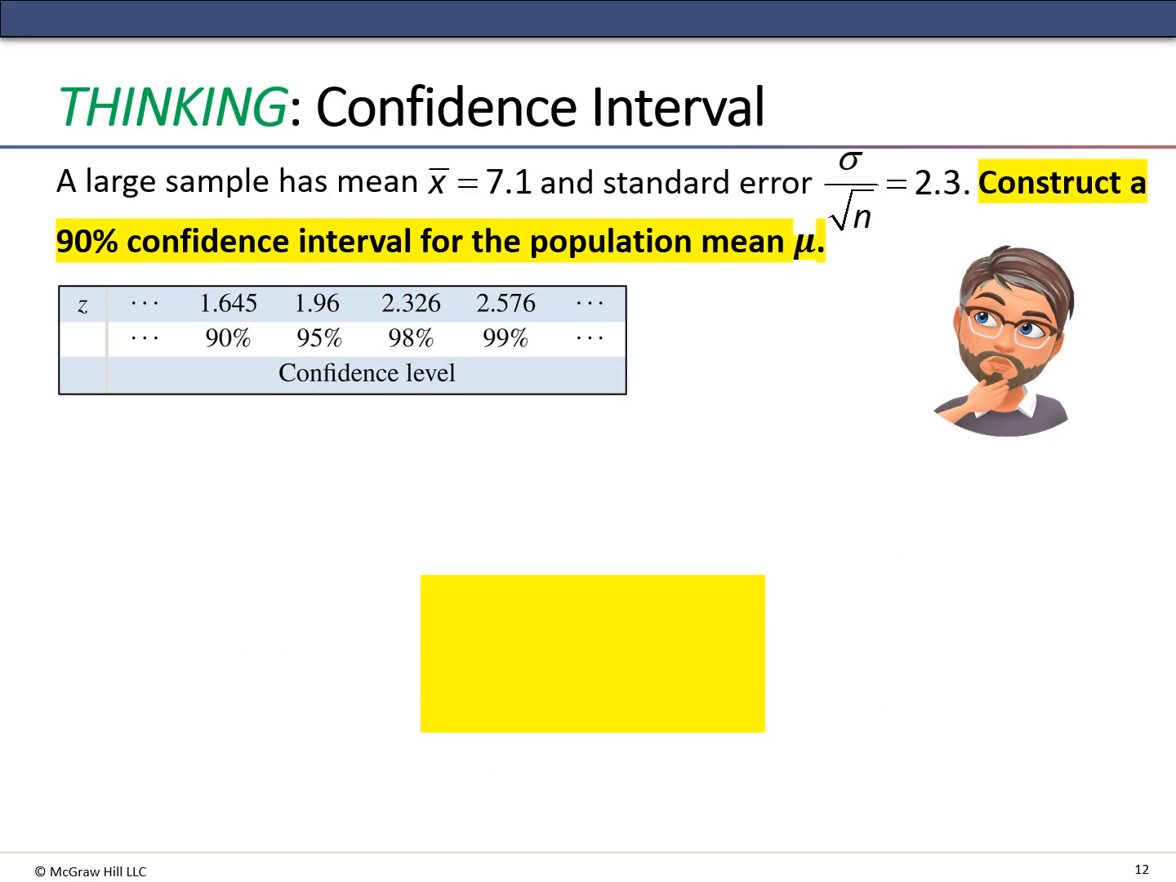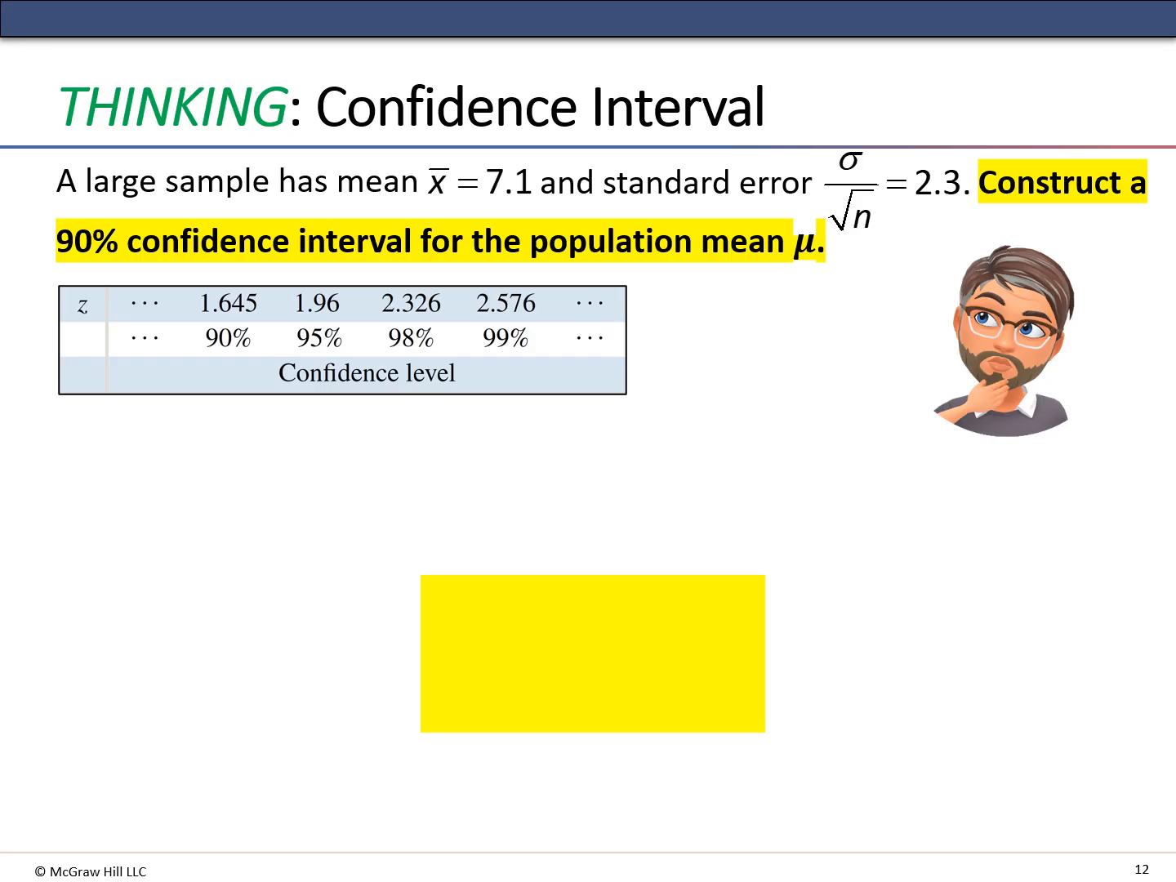So here's a problem. Go ahead and try to work through this problem. It's the same type of problem we just saw. A large sample has a mean x bar equals 7.1, and the standard error, sigma over square root of n, equals 2.3. Construct a 90% interval for the population mean.